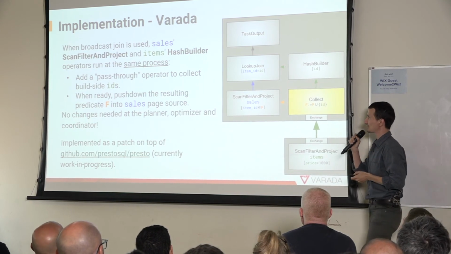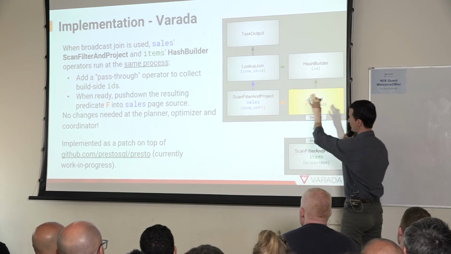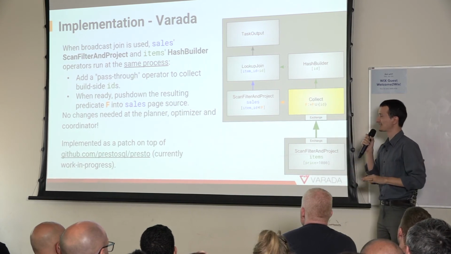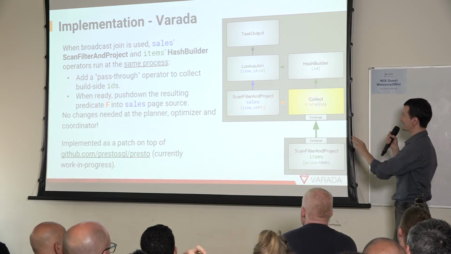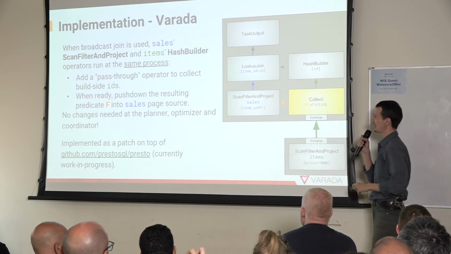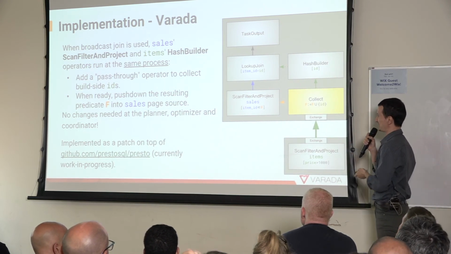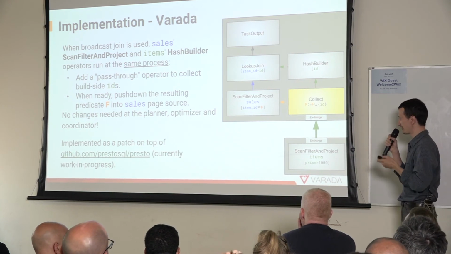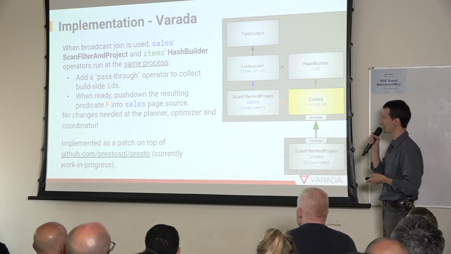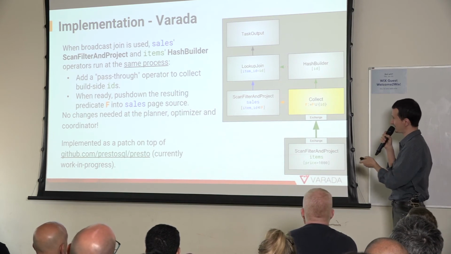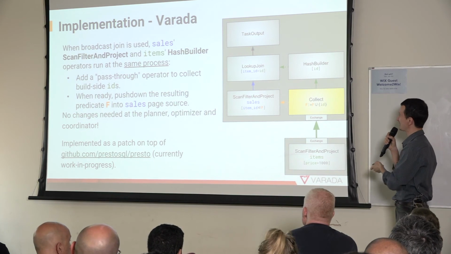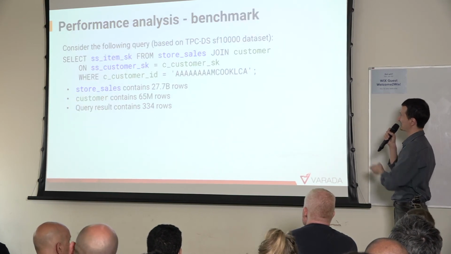Okay, so this solution requires no changes at the planner, no changes in the optimizer, and the coordinator doesn't even know this happens. Okay, and we implemented it as a patch on our fork of the Presto repository, and tested it for an interesting use case, which will be described here.